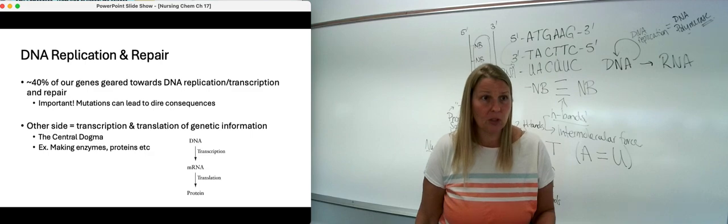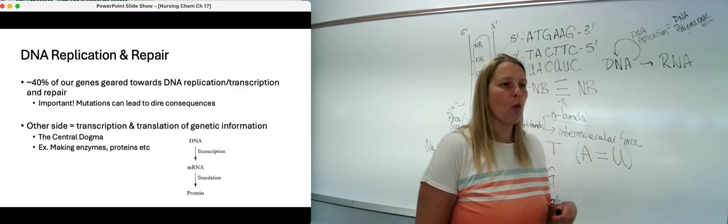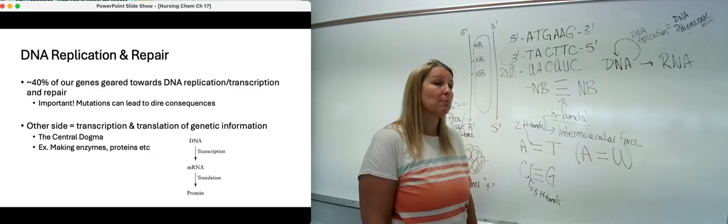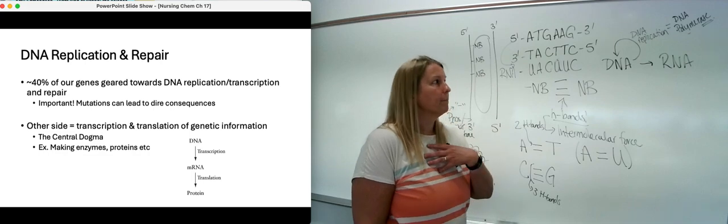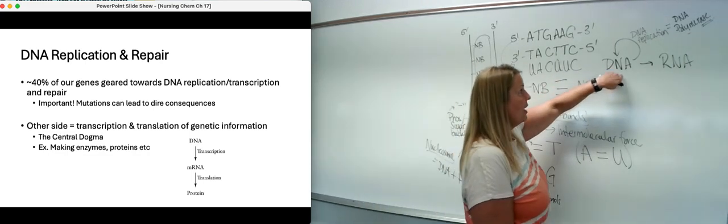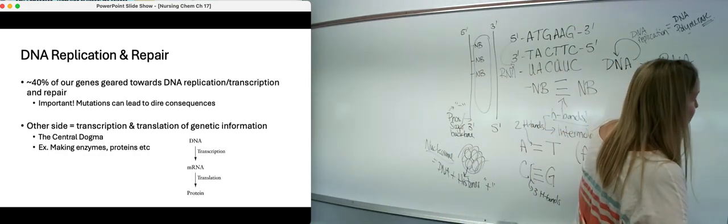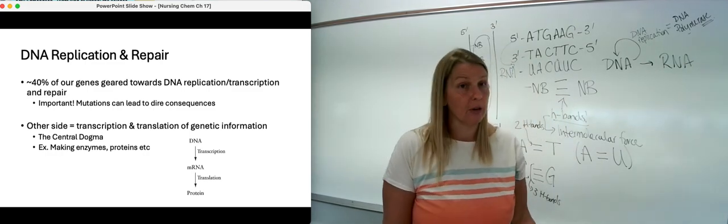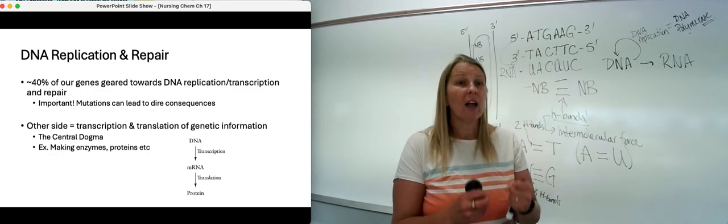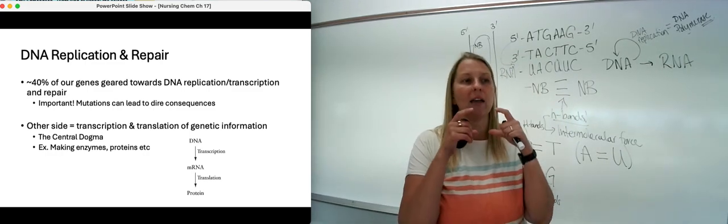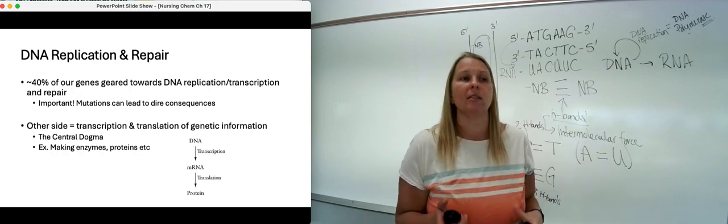So again, this is that flow of transcription and translation, the central dogma. If you have an issue with the DNA, you're going to have an issue with the RNA, and you're going to have an issue with the protein. And none of that can be good. So we really want to make sure that the DNA is as proofread as possible.